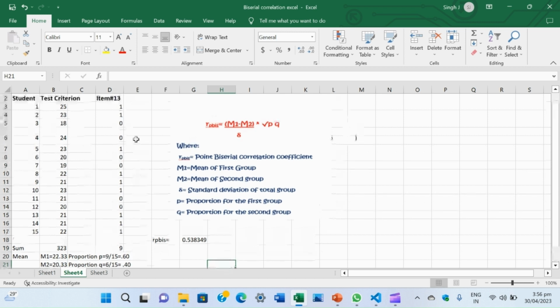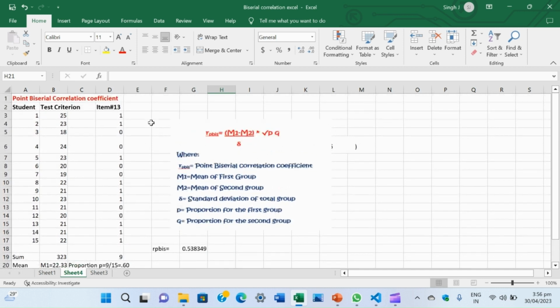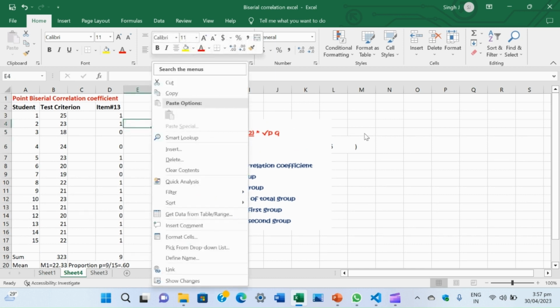So we want to find the correlation between the two groups: one group who attempted item number 13 correctly, and the second group who did not. We can separate this into two parts, and you can see that it is a true dichotomy because 1 and 0 are discrete points. So point biserial correlation is the appropriate method for finding the correlation.